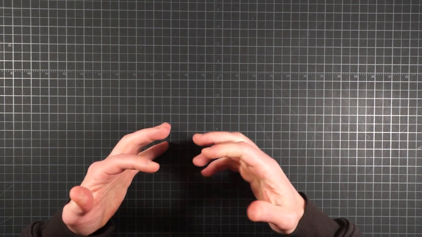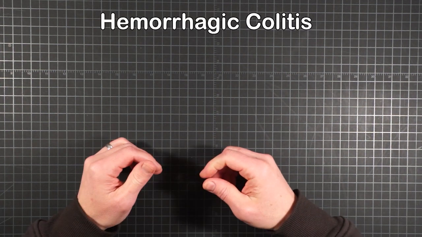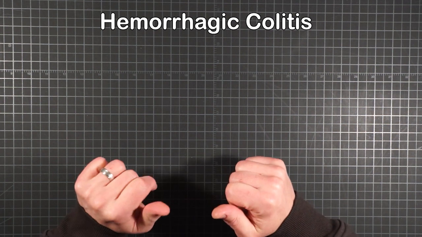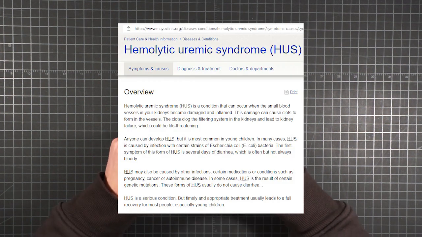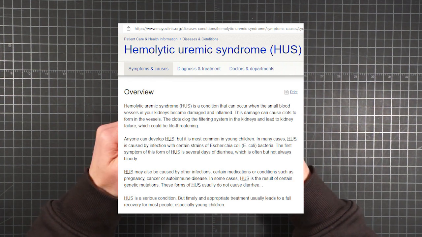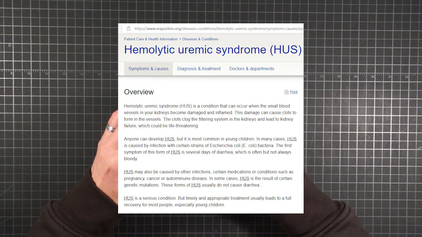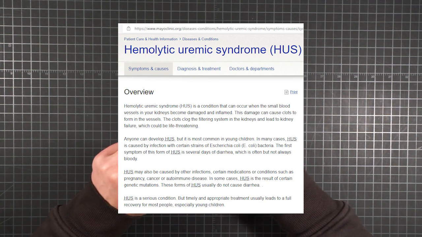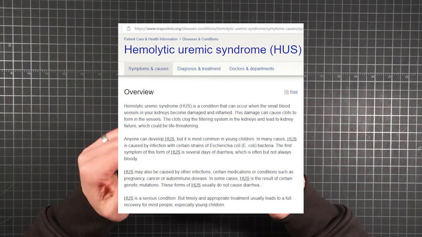So if you do get sick from E. coli, the disease you'll get is called hemorrhagic colitis, with children and the elderly as the most susceptible. A possible complication is development of the potentially fatal hemolytic uremic syndrome. And this occurs when small blood vessels in the kidney become inflamed and get damaged. Blood clots can form that clog the filtering system and lead to kidney failure.